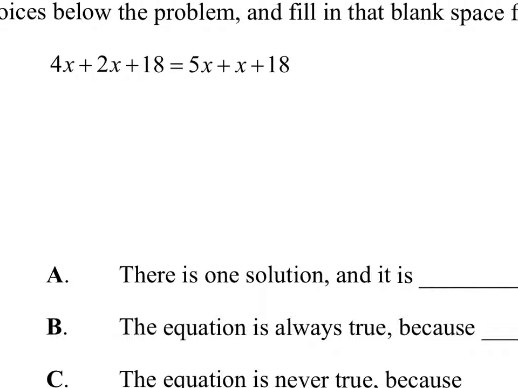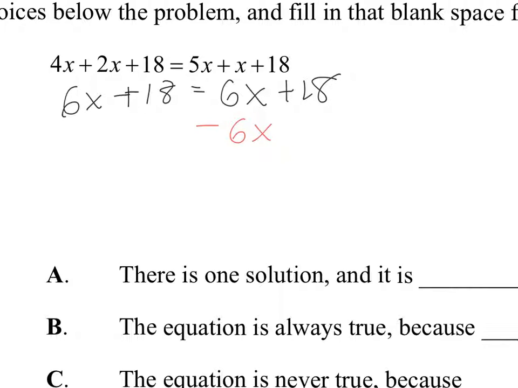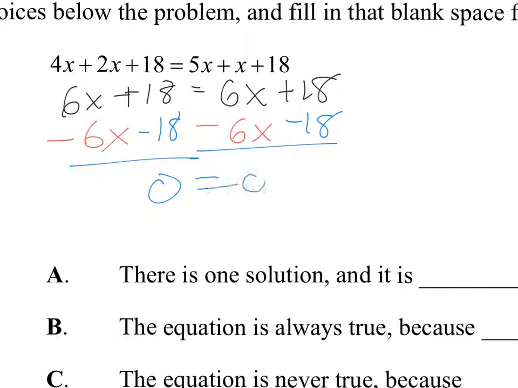4x plus 2x becomes 6x plus 18 equals, and now 5x plus x becomes 6x plus 18. And immediately I notice that both of these are identical. I have the same thing here that I have here. So even if I went and moved things around, like let's say I put the variables on the left, and I'll subtract 6x. Let's put the constants on the right. I'll move this 18 to join this 18. Look what happens. I get 0 equals 0.